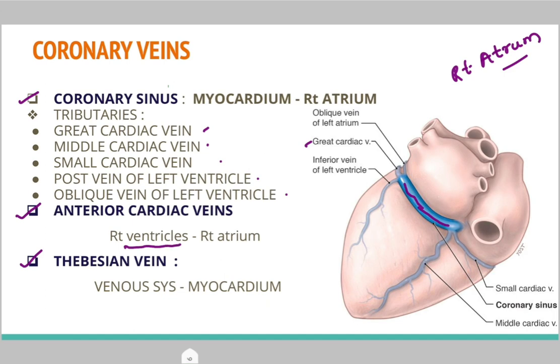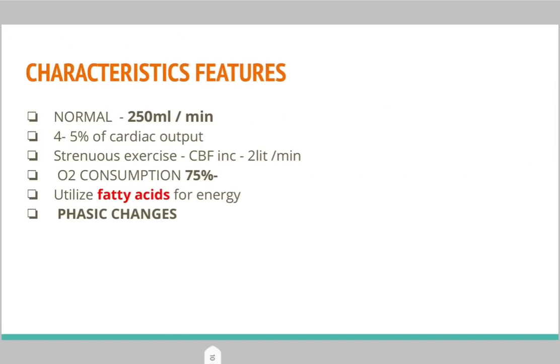And coming to the anterior cardiac veins, it will drain the venous blood from the right ventricle to the right atrium. And coming to the Thebesian veins, these are also called venae cordis minimae. These are the small veins that are present in the musculature of the heart, and they will drain directly into the chambers of the heart.